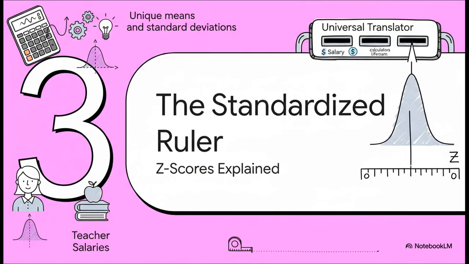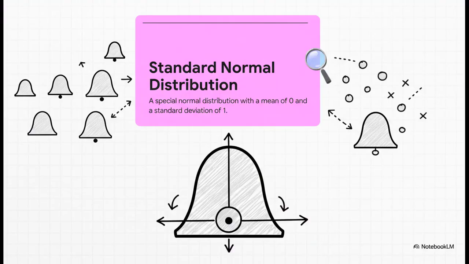And this leads us to a really practical problem. Okay, so teacher salaries have their own mean and spread, and calculator lifespans have their own mean and spread. So how in the world can we compare them? It's like comparing apples and oranges, right? What we need is some kind of universal translator. And guess what? We have one. It's called the standard normal distribution. This is our universal benchmark, our common ground. It's a very special bell curve that is always centered at a mean of 0 with a standard deviation of 1. By converting all our different data to fit this one standard curve, we can suddenly compare anything to anything.